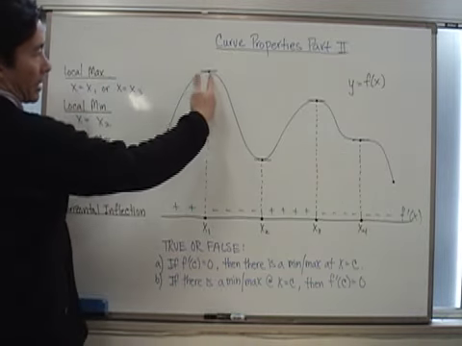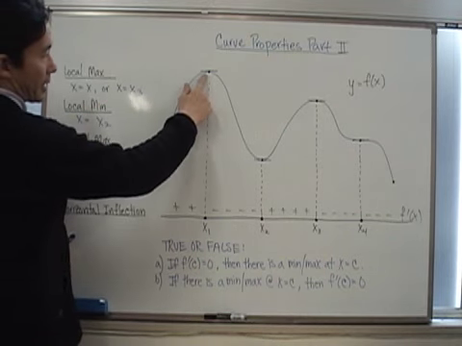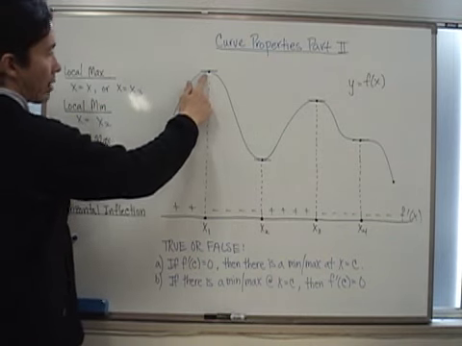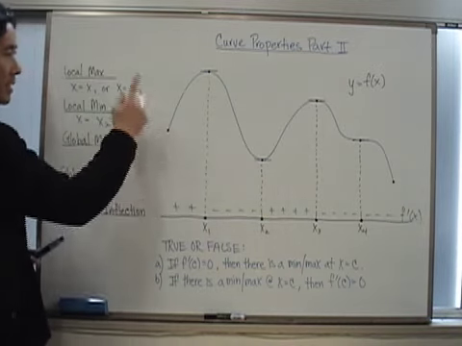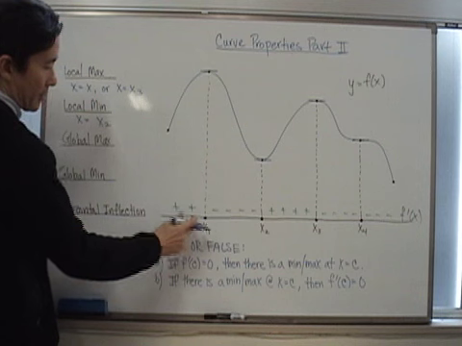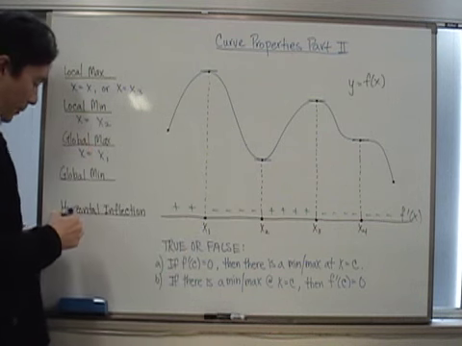So, of course, if I was to go ahead and compare these local maxes, then I'm going to say that since this maximum here is actually larger than this maximum here, then the global max is actually going to be x sub 1. So x is equal to x sub 1.